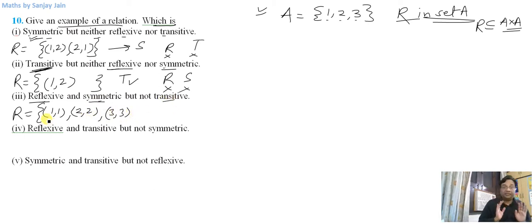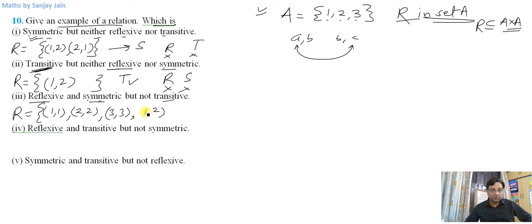The three ordered pairs that I have written till now are sufficient for it being reflexive and symmetric, but it should not be transitive. If I leave it here, it will be transitive, but it should not be. So I have to take something like AB and BC, and if I don't take AC, then it will not be transitive. So let me take something like 1 2. Okay, and it should be symmetric also, right? So that also I have to take care of.